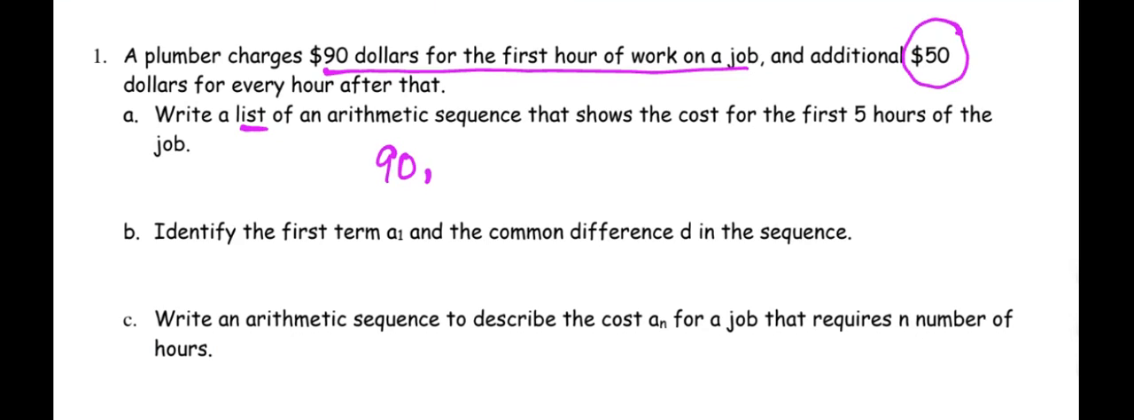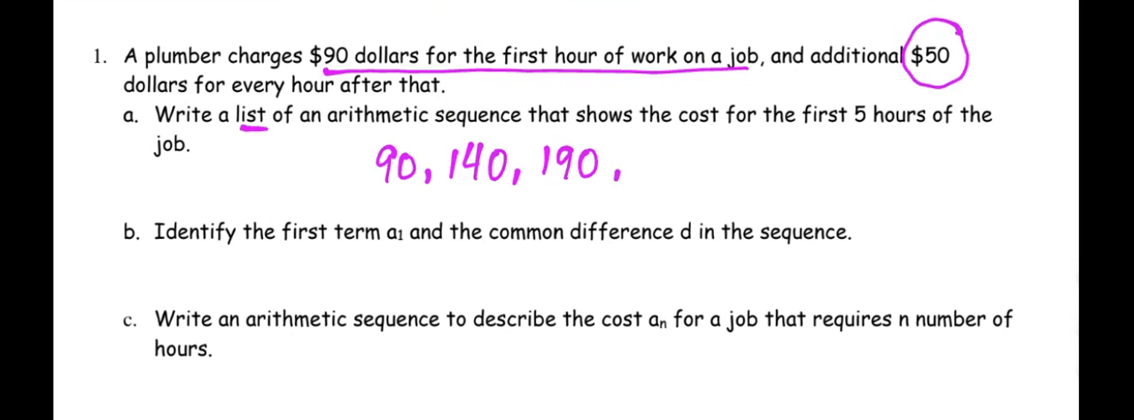Now, the cost for 2 hours is going to be the second term. If the first hour is 90 and any additional hour after that is 50, that means I have to add 50 to 90 to get the cost of 2 hours. So that's 50 plus 90, which is 140. Now for the third hour, I'm going to have to pay $50 more. That means I'm going to have to add 50 to 140. I'm going to get 190. So 190 is the cost of 3 hours of work.